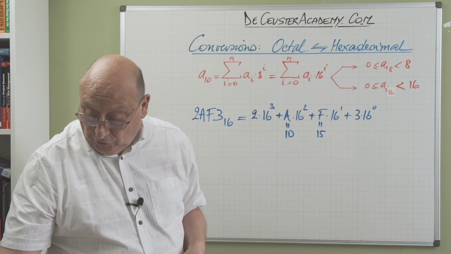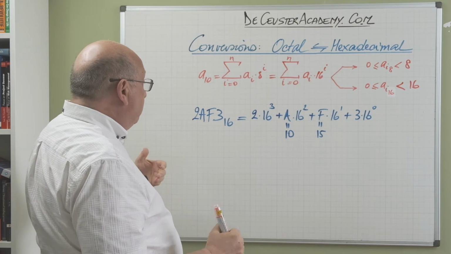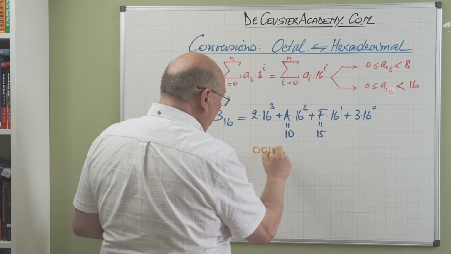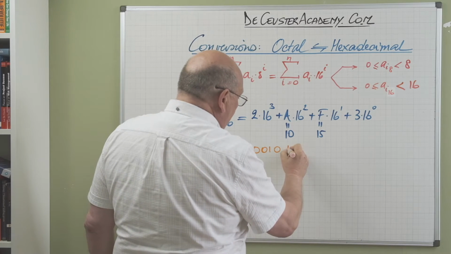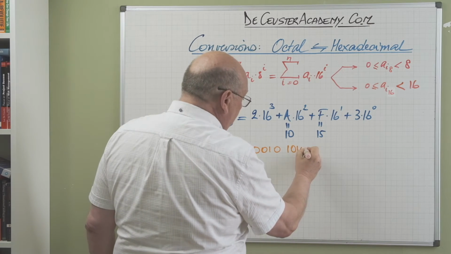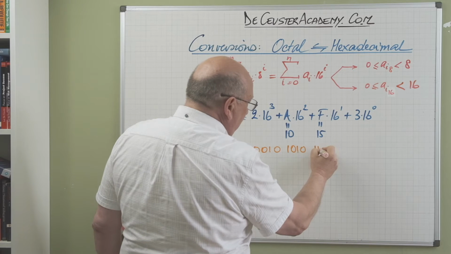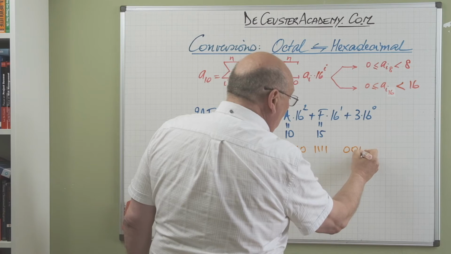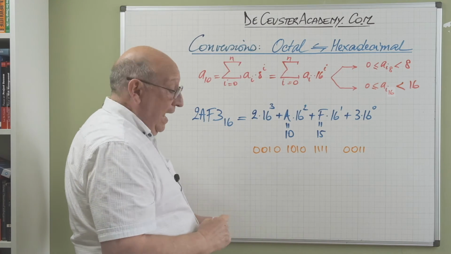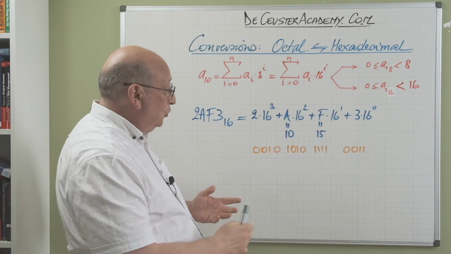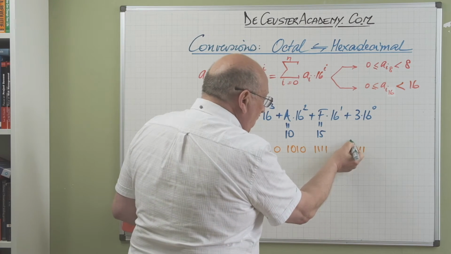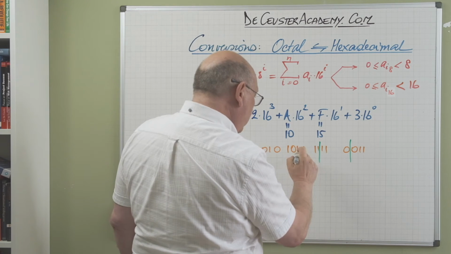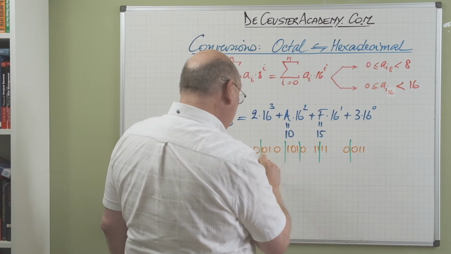Now we write those coefficients in their binary expression. So 2 is 0, 0, 1, 0. 10 is 1, 0, 1, 0. 15 is 1, 1, 1, 1. And 3 is 0, 0, 1, 1. And the last step is to split the binary number in groups of 3. So we have these groups, this, and this.